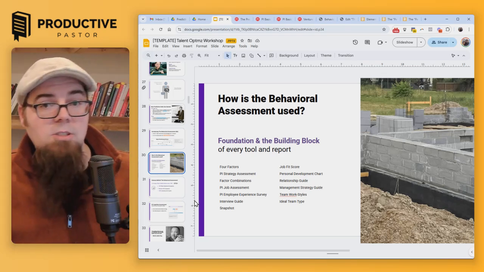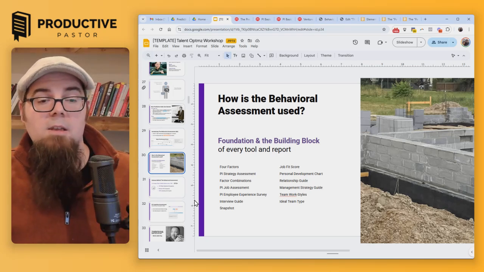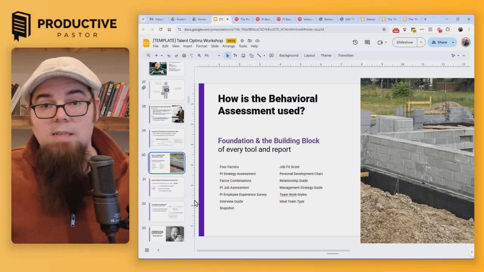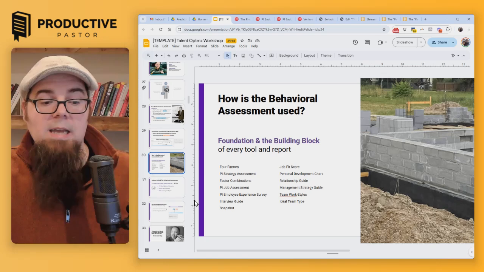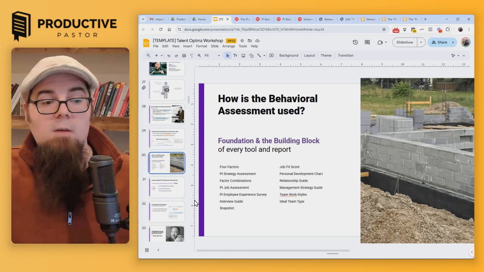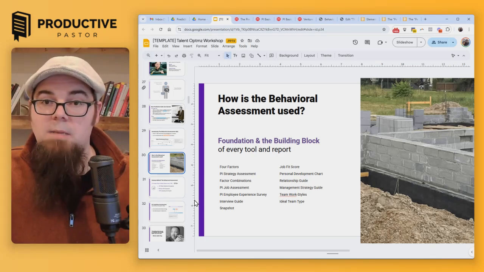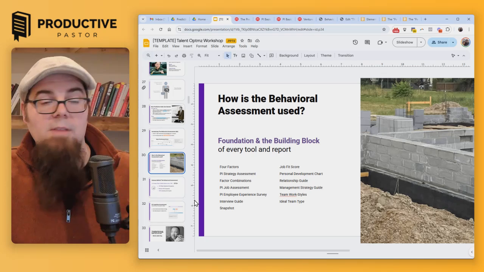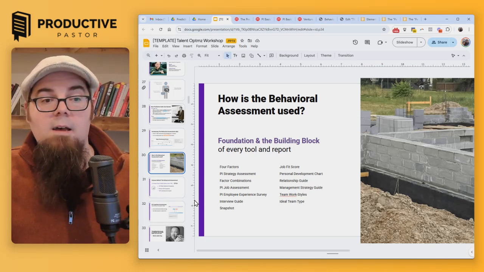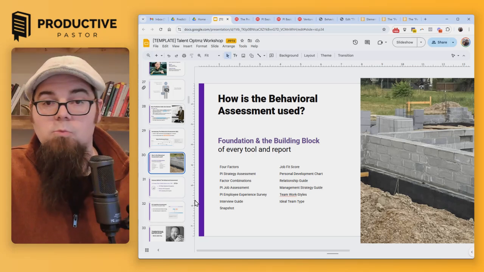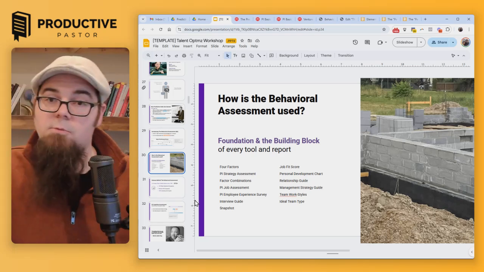You can get relationship guides between 2 people. You can create job targets to say, what's the ideal role, like a youth pastor? What's an ideal youth pastor at our church? What is their behavior? How do they solve problems? How do they interact with people? How do they lead people? How do they connect with other people? How do they solve problems? How do they handle risk? Are they cautious with rules or careful with rules?